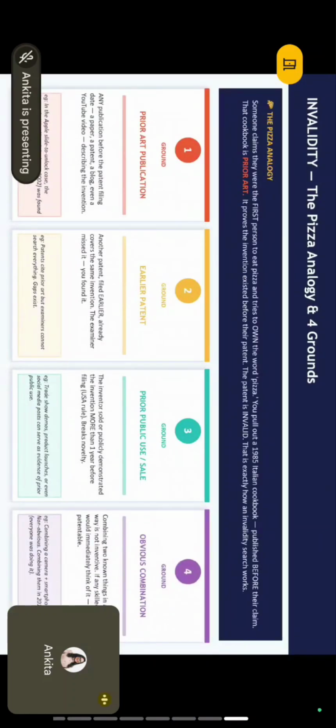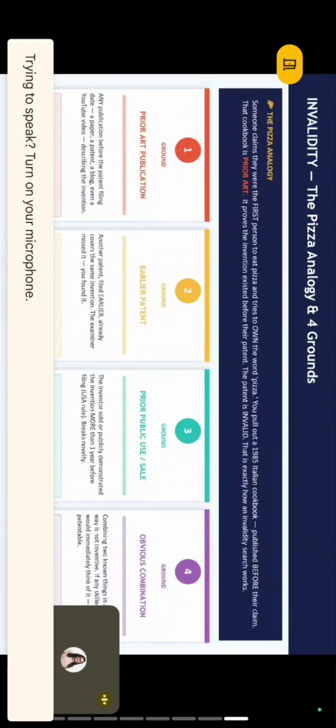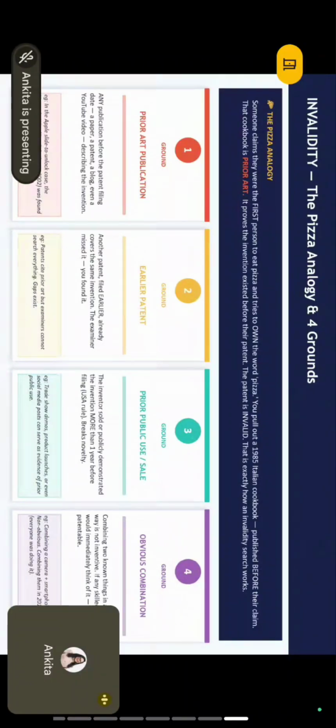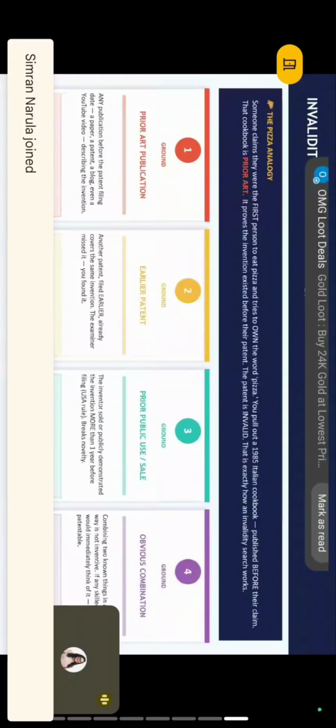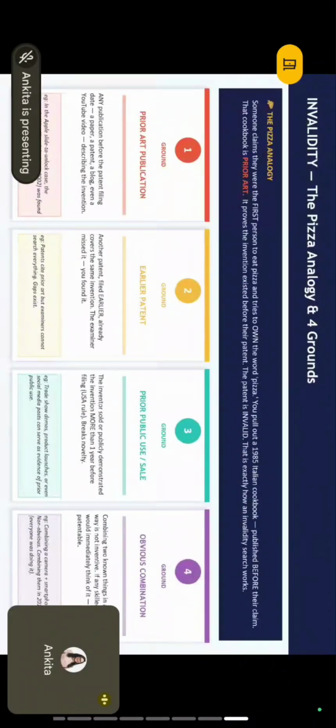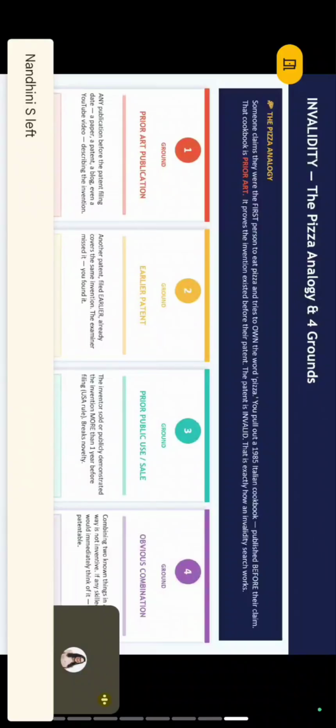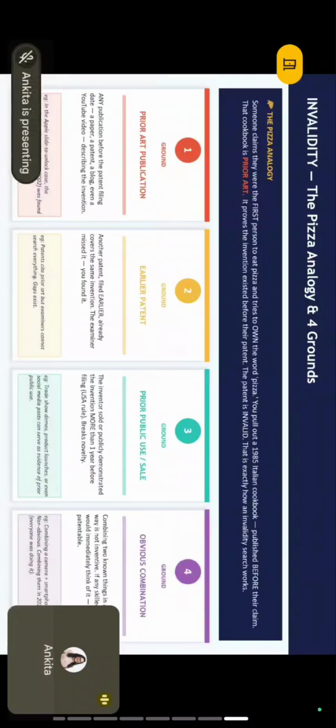So there are different grounds on which we can invalidate a patent. This is an analogy that I'll explain. Someone claims that they were the first person to eat pizza and tries to own the word pizza. What do you do? You pull out a 1985 Italian cookbook that was published before their claim. That cookbook is the prior art here. It proves the invention existed before their patent, and the patent is invalid. Invalidity search means we have to find some kind of prior art that existed before the patent so that we can invalidate that patent.